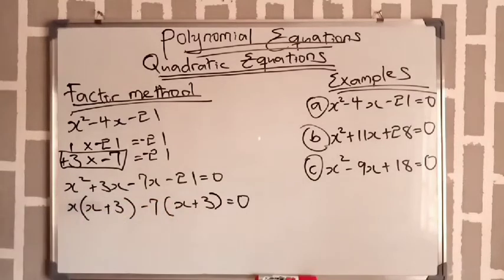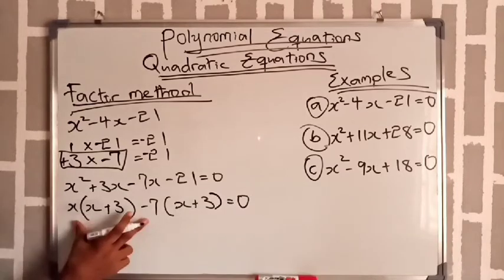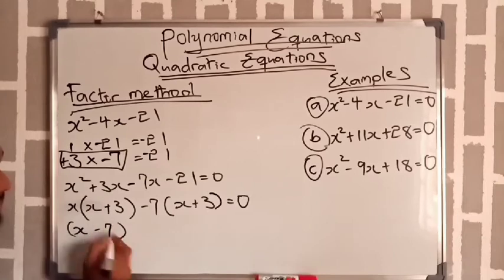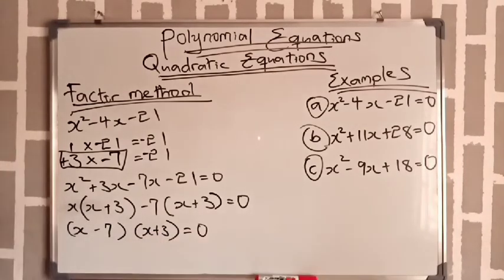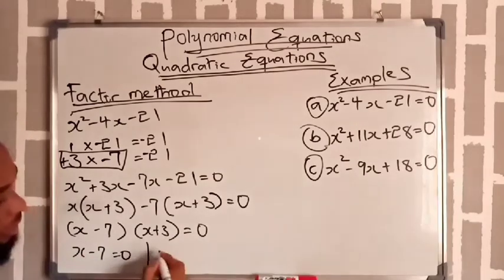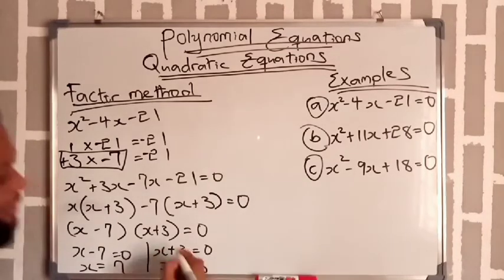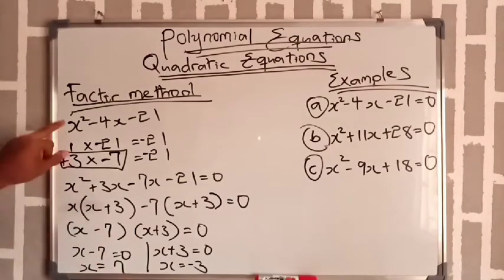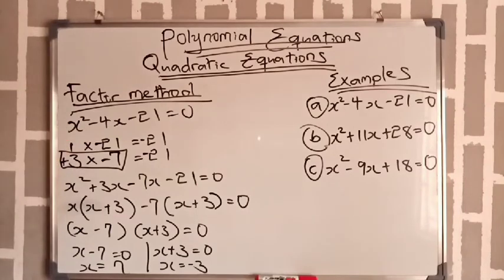You want to always recheck what you're doing. You can multiply this again and see if you get this, to make sure you're correct. So we pick these two, which are the same thing, as one factor. Then we pick these two, x minus 7, and this one, x plus 3, equals 0. That means x minus 7 is equal to 0, or x plus 3 is equal to 0. Then x is equal to 7, or x is equal to minus 3. That's simply saying when you put 7 here, you should get 0, or when you put minus 3 here, you should also get 0.